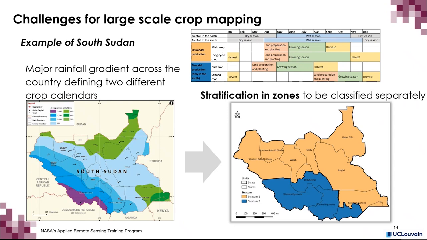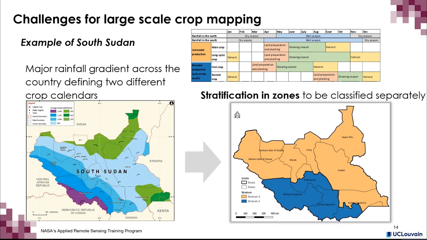On one side, we have a one season production area where we have a calendar starting in April, with the growing season in June, July, August, and the harvest in September for the main crop, and then some crops with a long cycle will have a bit longer growing season.